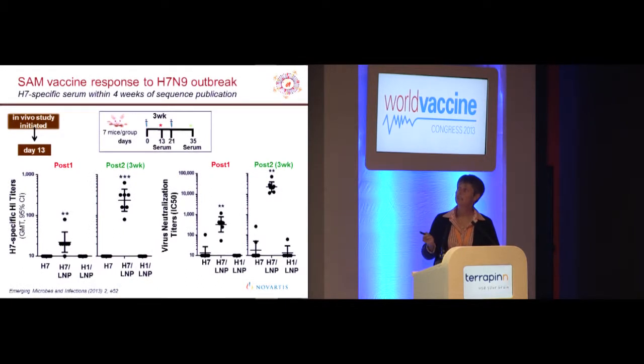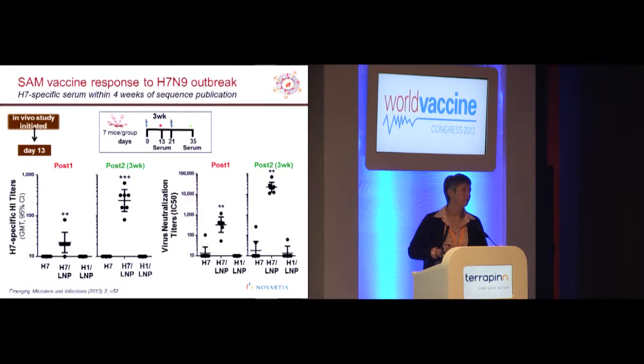So we immunized mice with 1 microgram of the RNA formulated with the LNP delivery system. Animals received 2 immunizations at a 3-week interval. And already 2 weeks after the first immunization, we were able to detect H7-specific HI titers in the immunized mice, as well as virus neutralization titers. All the mice had converted 2 weeks later. Those titers were boosted after the second immunization, as you can see here.